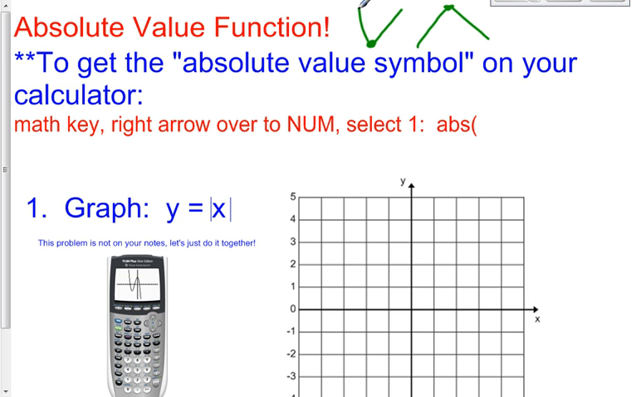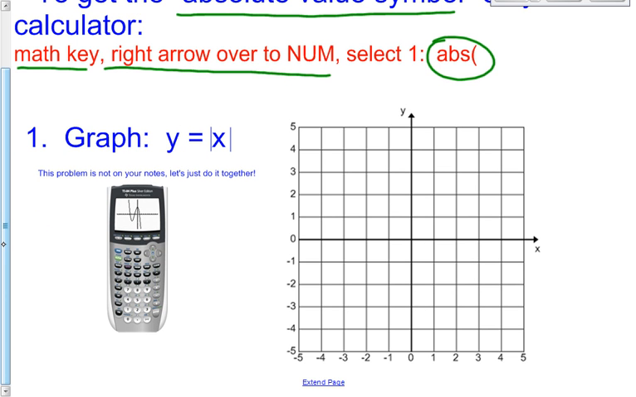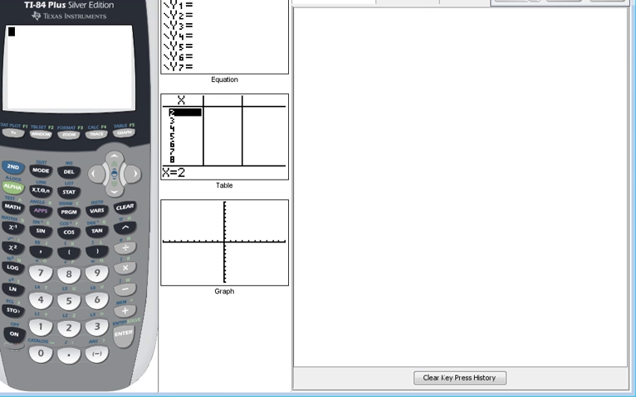To get the absolute value symbol, all you have to do is press the math key, go right one, and then select the very first one, which is the absolute value symbol. Like I said, this is not on your notes, so just watch me do it. You can graph it in your calculator with me if you'd like, but we're going to graph y equals the absolute value of x. So you're going to pull up your calculator. Here's mine.